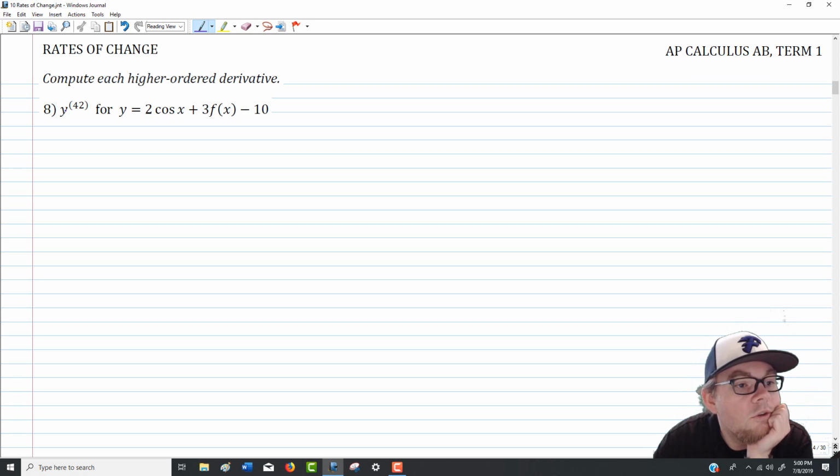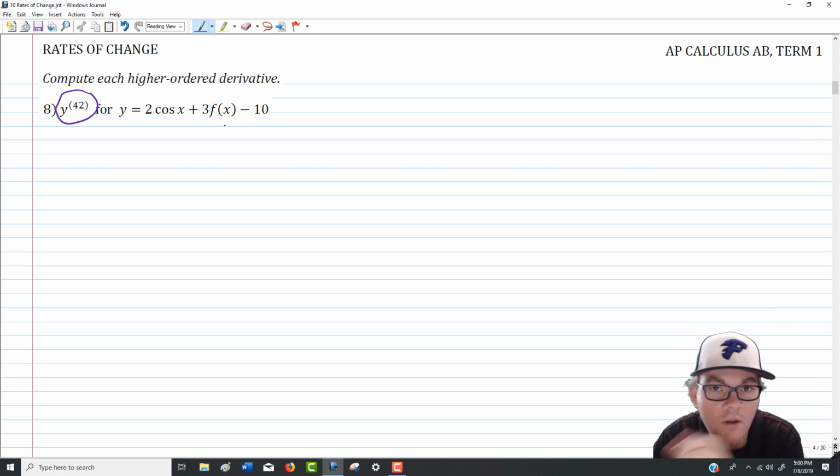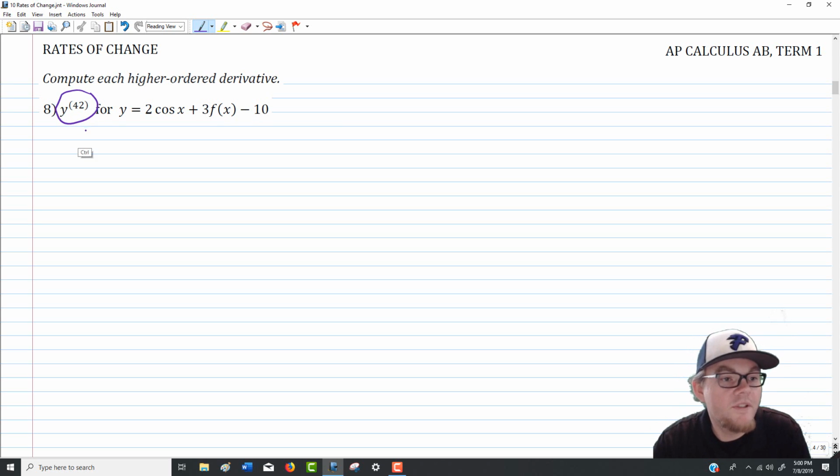We're supposed to compute the 42nd derivative of y equals 2 cosine of x plus 3f of x minus 10. By the way, hopefully you're amused by the fact that I'm complaining about the question even though I just wrote the question less than 12 hours ago. Go figure. So, if we want the 42nd derivative, the only way to get there would be to go through every single derivative. Maybe. Let's see.